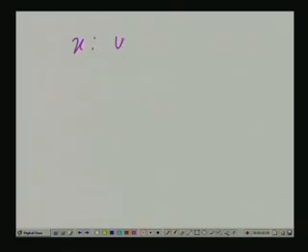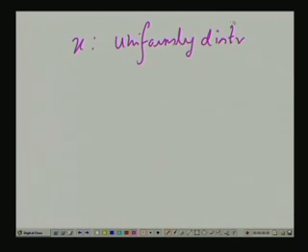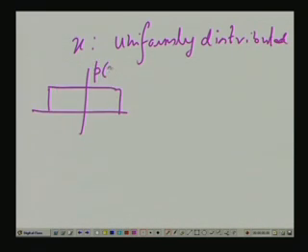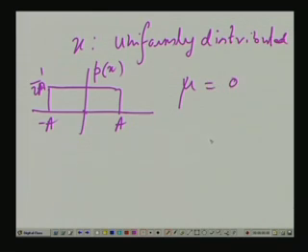Let us take an example. X uniformly distributed. To make life simple, I assume that the distribution is given like this, from minus A to capital A, which means the height is 1 by 2A, then only the area is 1. What is the variance? First, what is mu? I do not have to recalculate, you can easily understand that the mean mu will be 0, right.